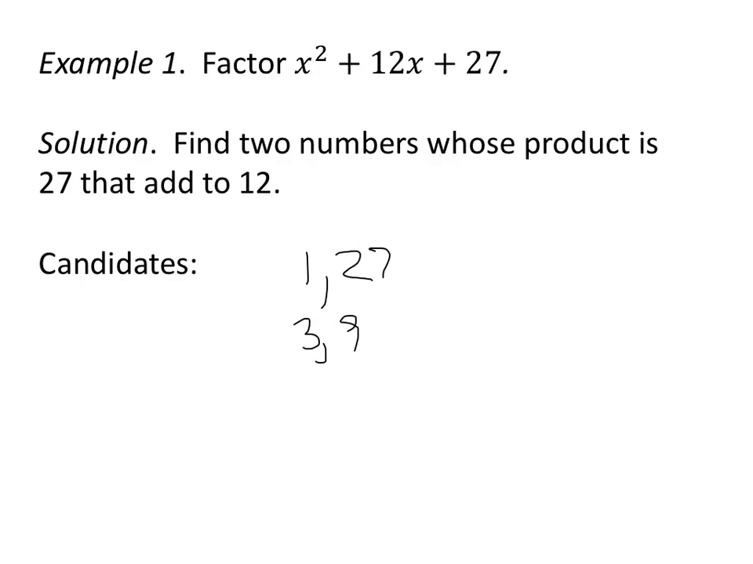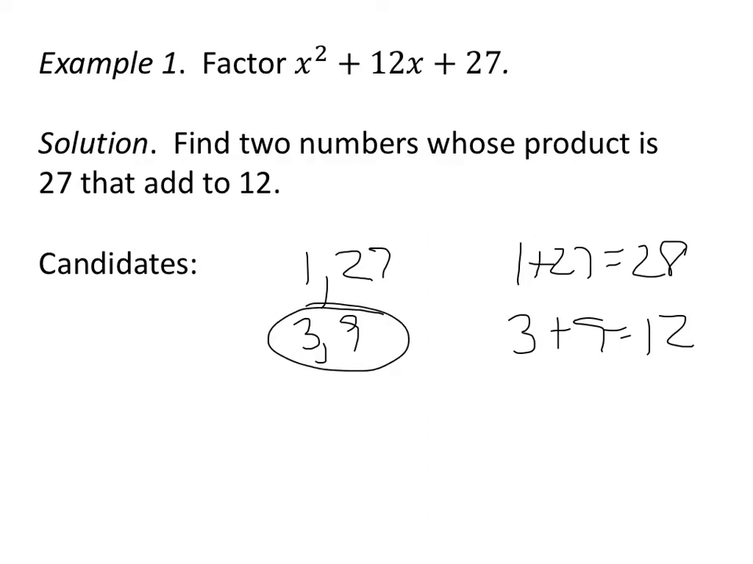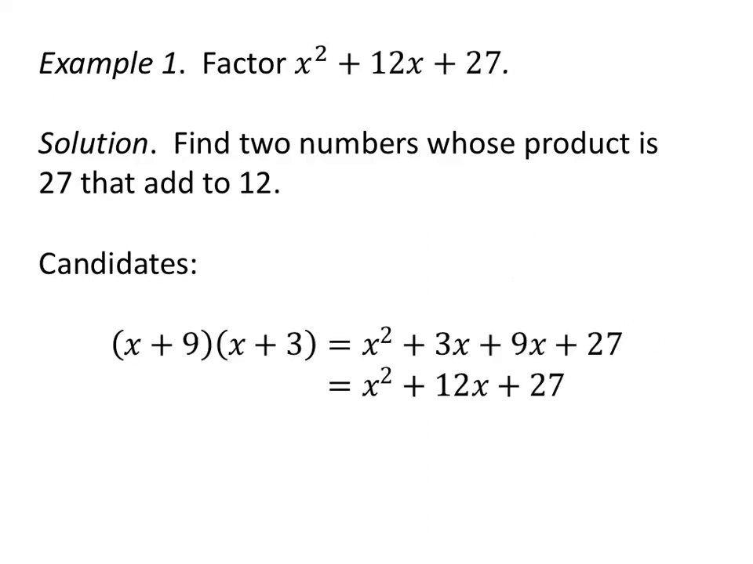Now, if I think about their sums, look at 1 plus 27. Well, 1 plus 27 is just 28, whereas 3 plus 9 is the magic number we're looking for, which is 12. So the two numbers that we're going to want to focus on are the 3 and the 9. So let's just check it out. I'm going to think it looks like x plus 9 times x plus 3, and in each of these problems that we do as examples, we will expand it out and make sure that we've got it correct.